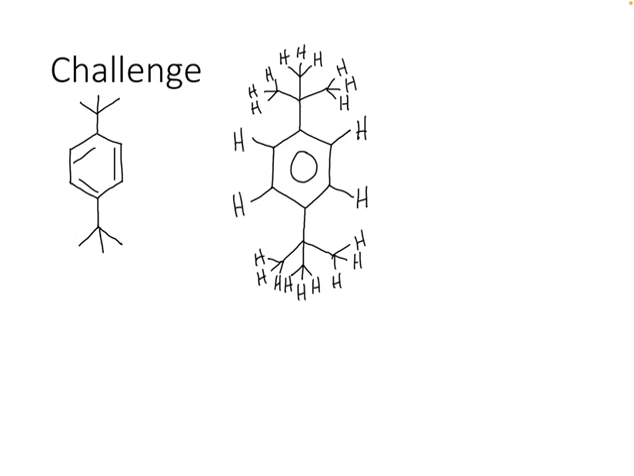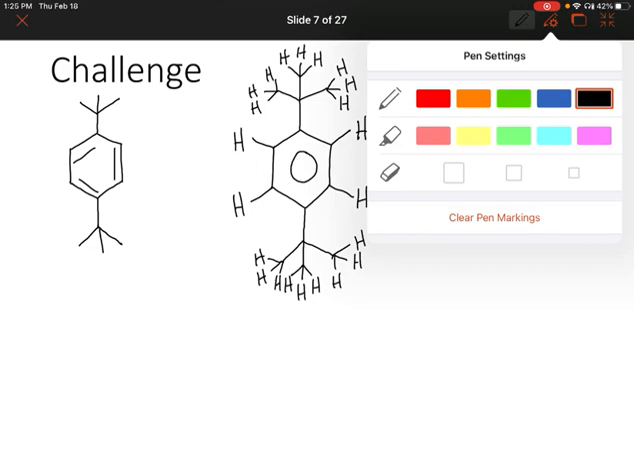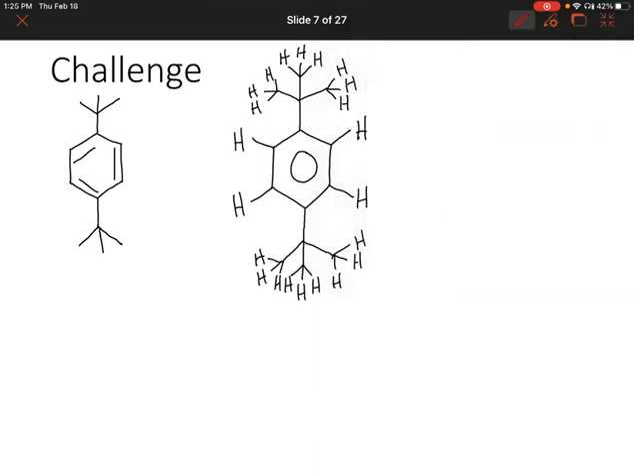Okay, so do we notice any planes of symmetry? That'll make it a little easier to assign the hydrogens. So I do notice one kind of through the middle here. Okay. Are there any other planes of symmetry?